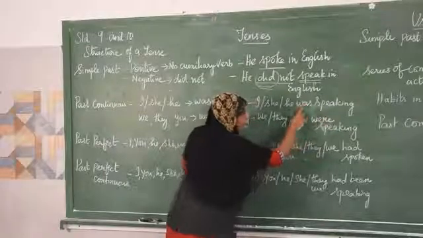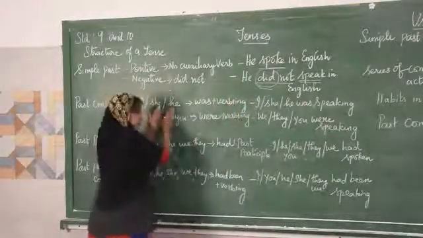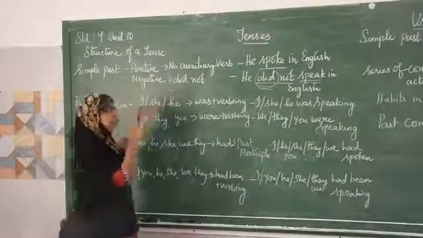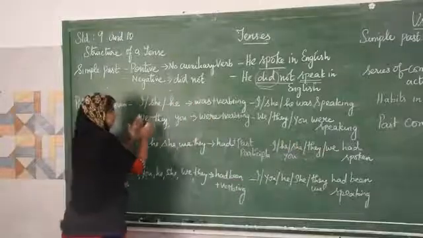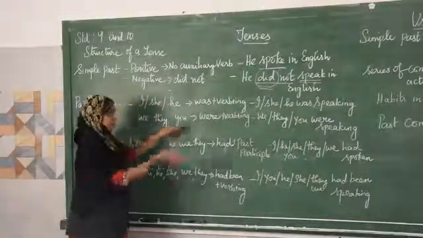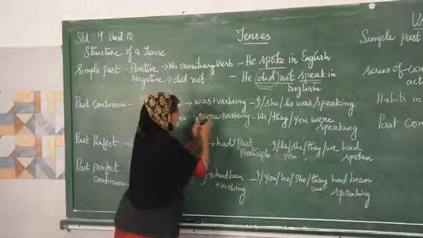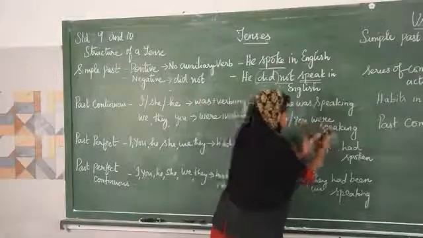Clear? So always for the past continuous tense, for first person and third person, if it is singular, you have to add was speaking. If it is plural, we, they, you is the second person, whether it is singular or plural, what you have to add? Were plus verb plus ing. We, they, you were speaking.